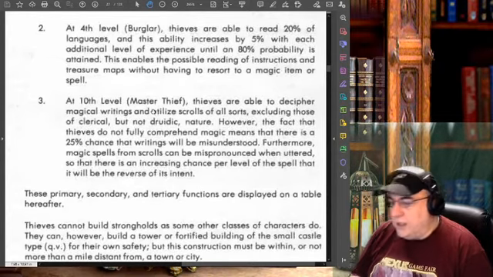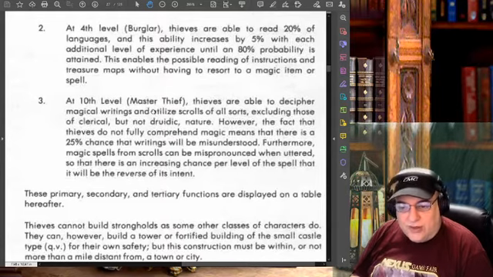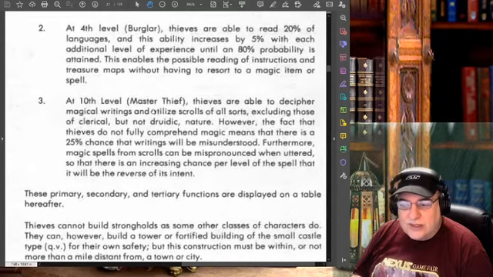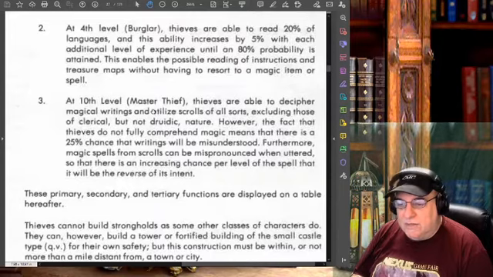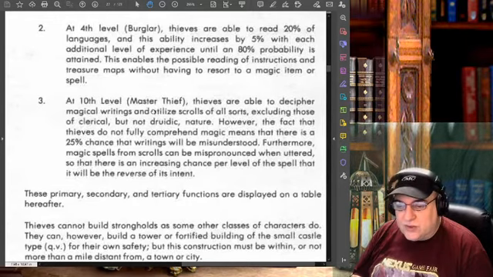Number 3, at 10th level, Master Thief. Thieves are able to decipher magical writings and utilize scrolls of all sorts, excluding those of clerical but not druidic nature. However, the fact that thieves do not fully comprehend magic means that there is a 25% chance that writings will be misunderstood. Furthermore, magic spells from scrolls can be mispronounced when uttered, so that there is an increasing chance per level of the spell that it will be the reverse of its intent.